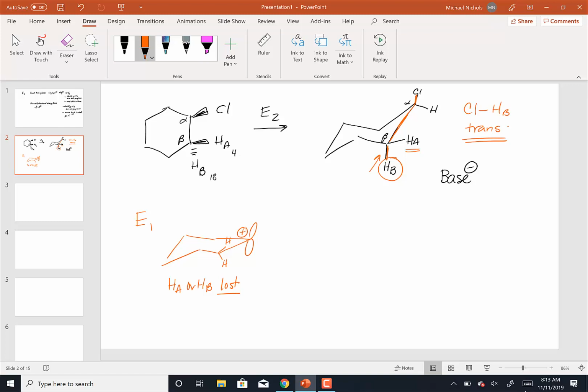So what does this mean? This means that when you have a ring and you have a specific geometry of the leaving group, in other words, the leaving group is on a bold or dashed wedge, you will only be able to deprotonate in an E2 the beta hydrogen that is trans to the chlorine. That's what that means, because that's the only one that can be oriented anti-periplanar.